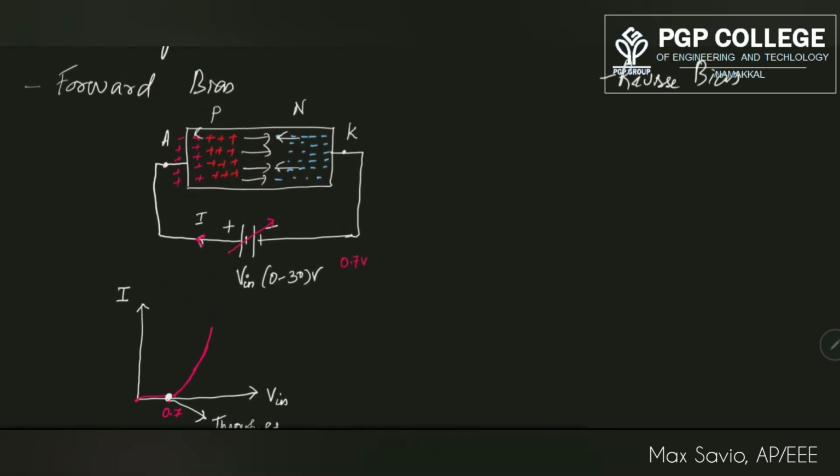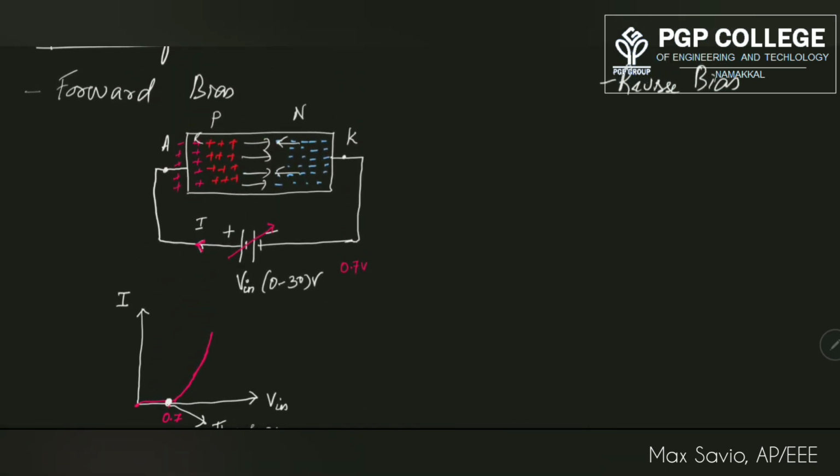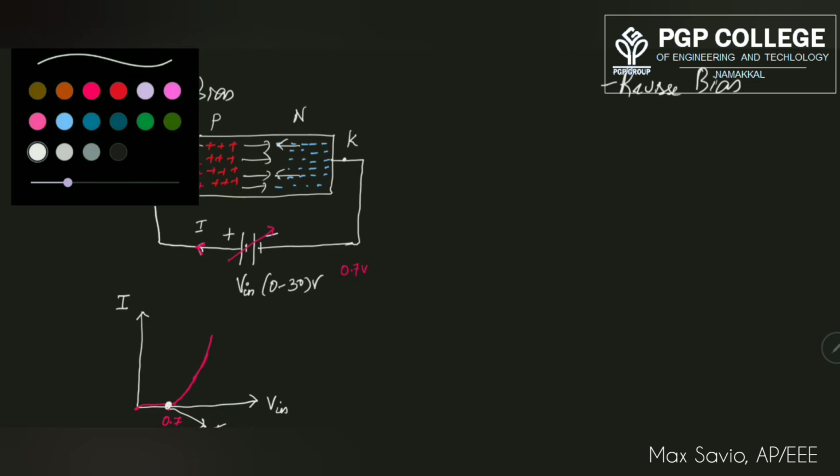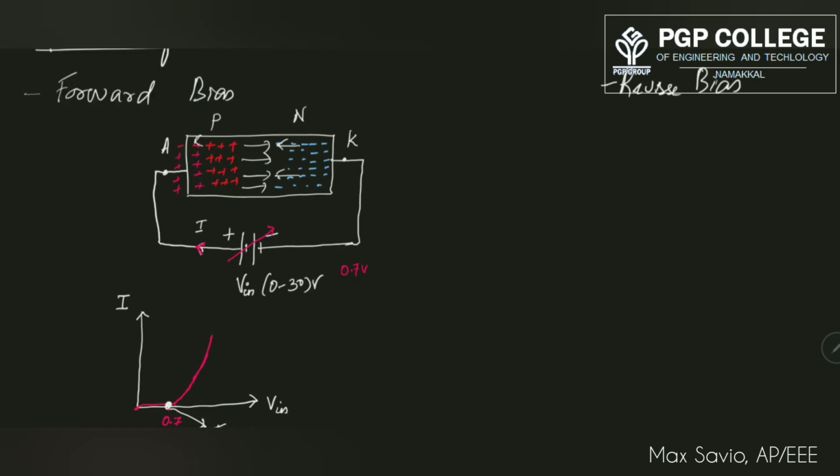Now let's see what the reverse bias condition is. By the name itself you can feel that the conduction is going to be reversed. That is, you are going to change the battery terminals and connect them in the opposite direction.